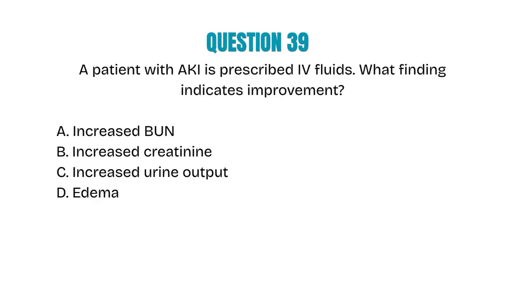Question 39. A patient with AKI is prescribed IV fluids. What finding indicates improvement? A. Increased BUN. B. Increased creatinine. C. Increased urine output. D. Edema.